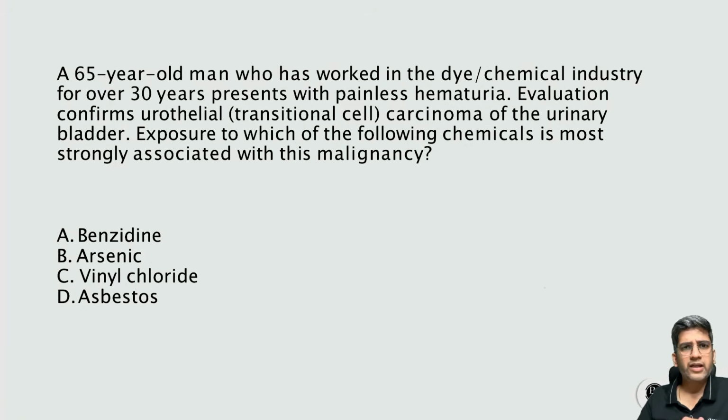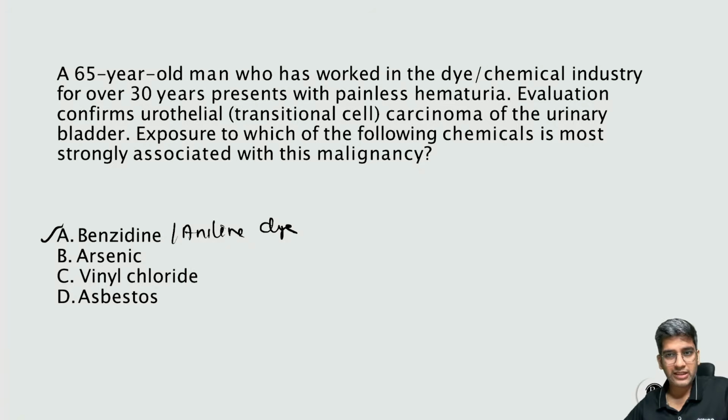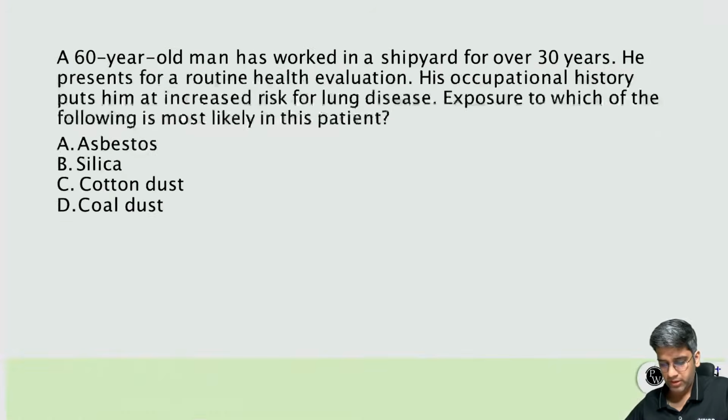Well, simple one, right? Hematuria, transitional cell carcinoma, it could be benzidine, aniline dyes, or related to painting. Again, it should be the same answer, right? Benzidine or aniline dyes could then be the option. That will be the right answer. A question from chemical carcinogenesis. Fine. Okay, the last one.